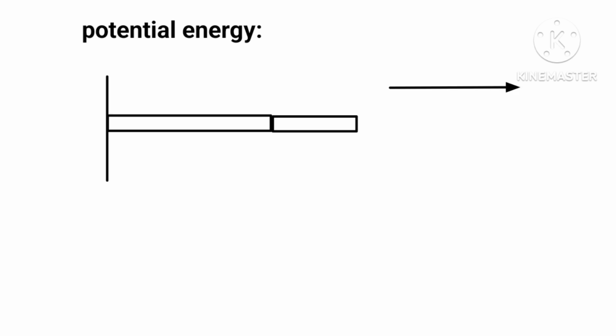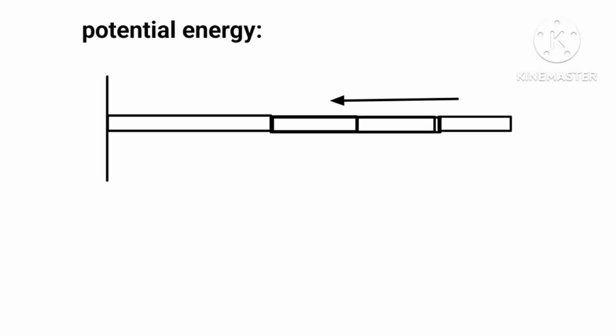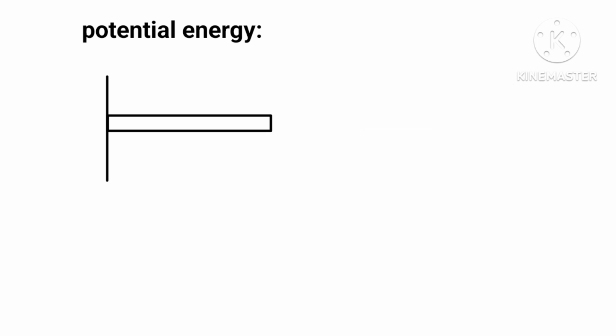In order to understand potential, let us take some examples. Take a rubber band, tie it at this end and stretch it at this end. Now we release it. The rubber band regains its original position. What has happened is, when we stretch it, work is done, which is stored as potential energy. When released, this potential energy is converted into kinetic energy, used to regain its original position.